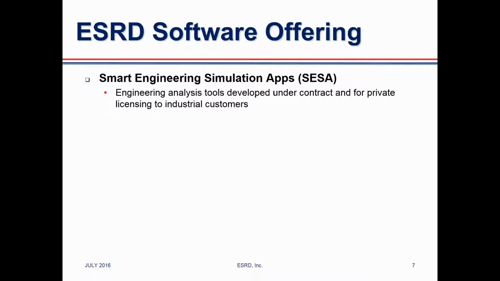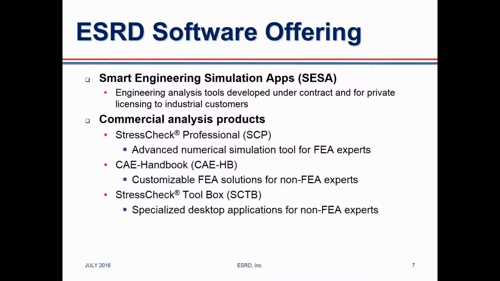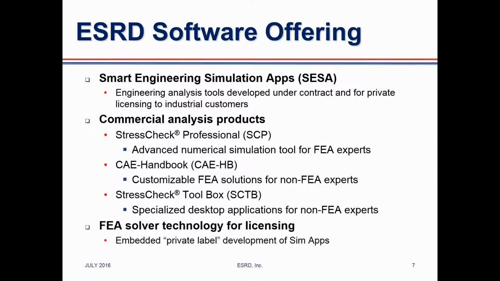What are our software offerings? Smart engineering simulation apps, or SESA for short, are engineering analysis tools that are developed under contract and for private licensing to industrial customers. Then we have commercial analysis products, the three that are listed here. StressCheck Professional is an advanced numerical simulation tool for FEA experts. CAE-Handbook is a customizable FEA solution for non-FEA experts. It provides a framework for a repository of finite element analysis type solutions that can be developed by a specialist. And Stress Toolbox is a specialized desktop application for non-FEA experts that targets larger and more complicated problems to be solved in an automatic way. And finally, we offer FEA software technology licenses for embedded private-level development of simulation apps.